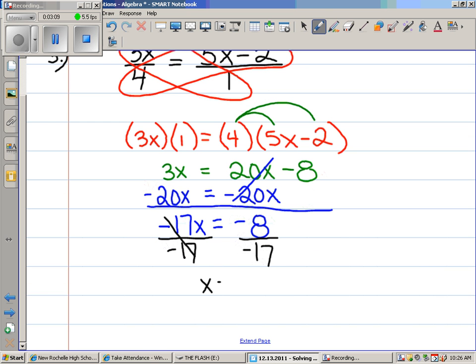What's a negative divided by a negative? Good. Nice. Way to go. Yep, that's it. That's the answer. 8 over 17. Is 8 over 17 more than 1 or less than 1?